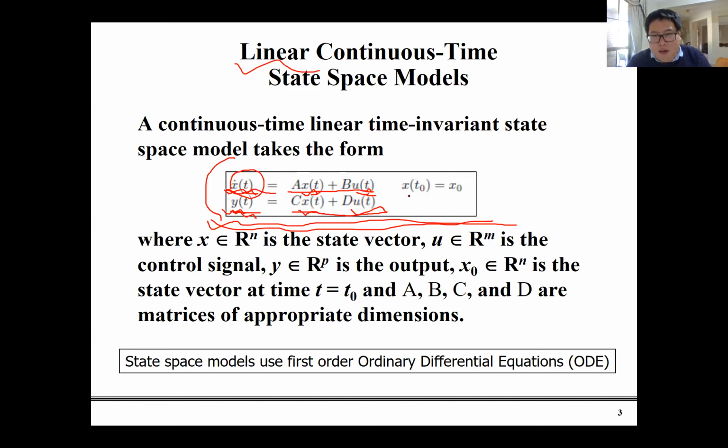And here we also have x(t0) equal to x0, which is the initial state. For example, if you consider a system, you can consider a starting time as the initial state of the system, and that is it.